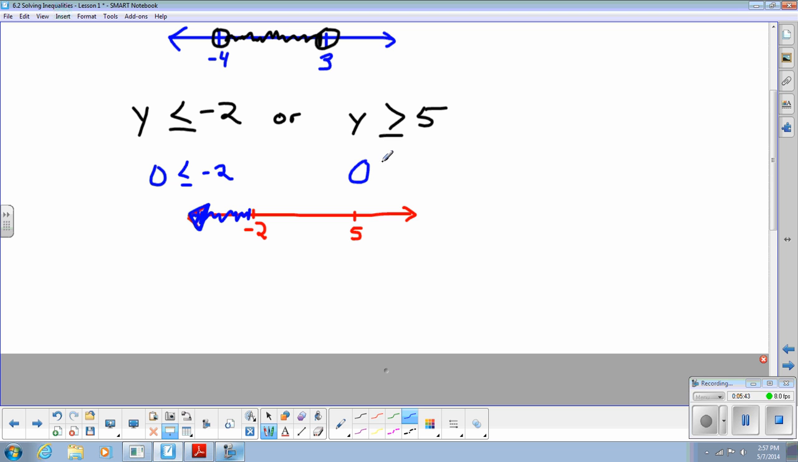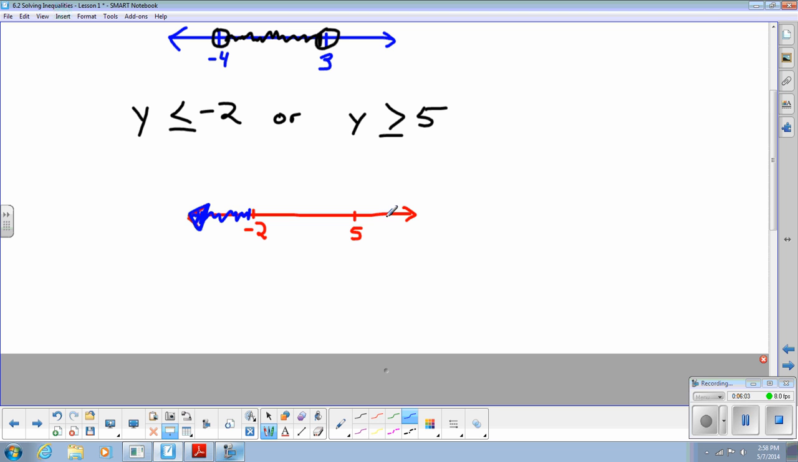Is 0 greater than or equal to 5? No. I have said no both times. If I say no both times, no shading. I cannot shade in between because it doesn't work in either one. I have to get it to work in one of them. So let's now test in our third spot out here, bigger than 5.